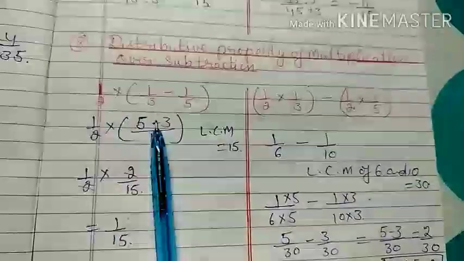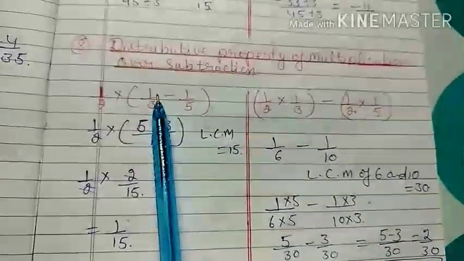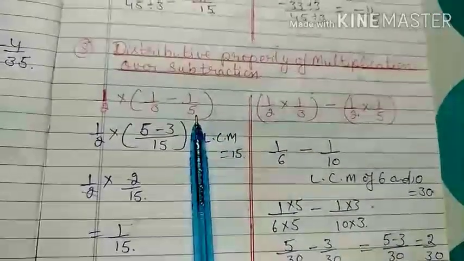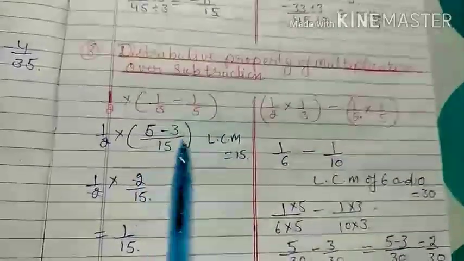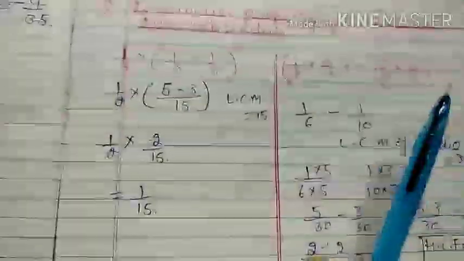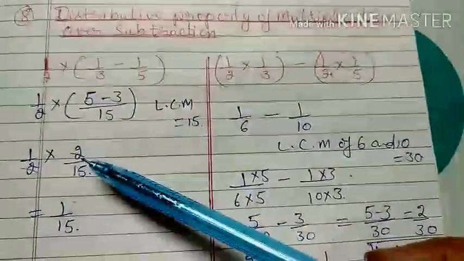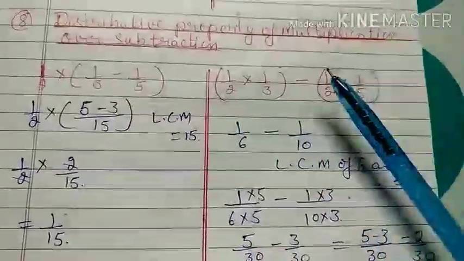Then 1 by 2 into, like here if I multiply the denominator by 5, the numerator should also be multiplied by 5. If I multiply by 3 to make it the same as the LCM 15, the numerator should also be multiplied by 3. 5 minus 3 by 15 gives me 2 by 15. 2 is cancelled, only 1 by 15. The lowest form is left with me.